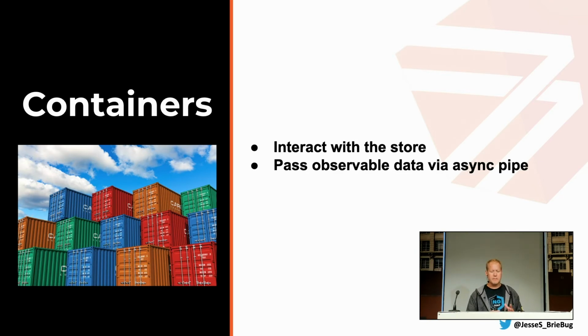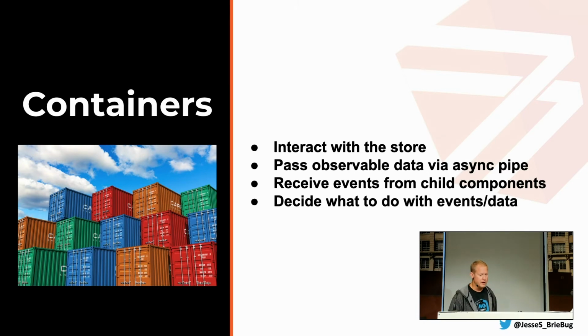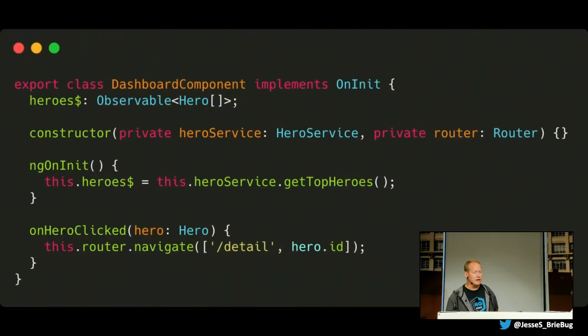So it's going to pass an observable down. It's also going to receive events from child components. The child components are no longer going to be making decisions about how to handle things. That's going to get deferred back up to the parent, and the parent gets to make that choice. They get to decide what to do with the event or the data that comes back up. So let's take a look at an example.